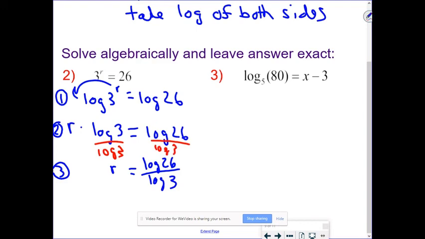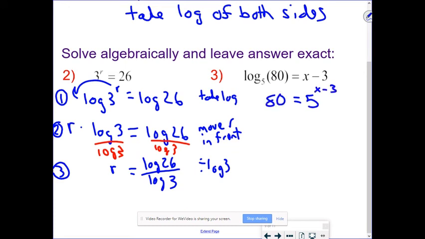Just in case you forgot how to divide, there it is. So again, 3 steps. First step, take the log of both sides. You could take the log or the natural log, either one. Second step, move the variable down. So move the variable in front. Third step, divide by the log of 3 here. And then you could leave it as your exact answer, log of 26 divided by log of 3. That'd be fine.